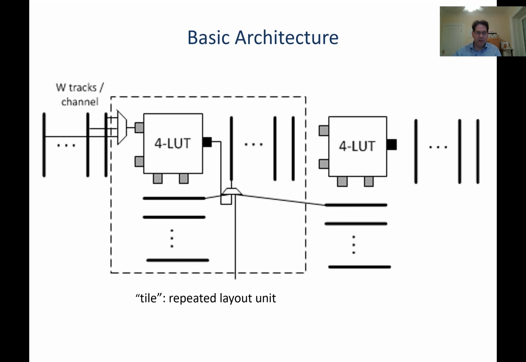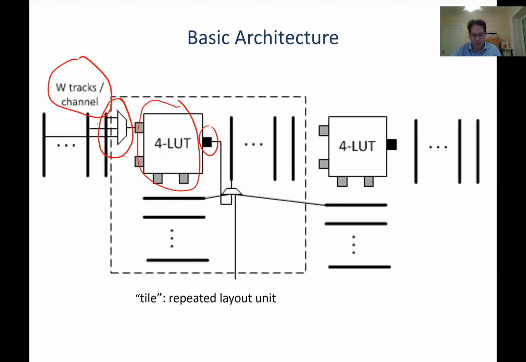Okay, so this is our basic architecture. We've got W tracks per channel. We already talked about W. Our logic block is a single 4-LUT, so 4 inputs, 1 output. And we have muxes that form our input connection block. They allow us to choose what routing track, if any, connects to a certain input of this LUT. And then all of our routing switches to drive the routing wires are muxes.